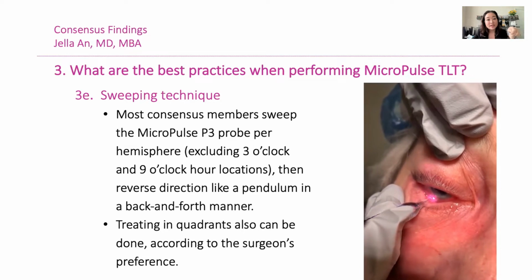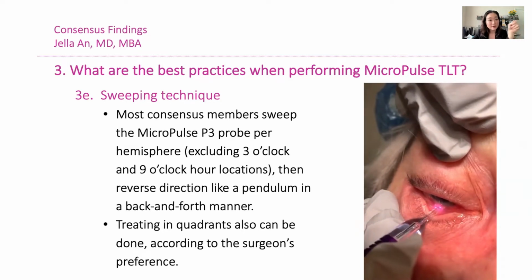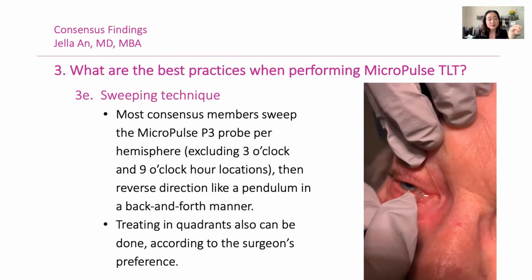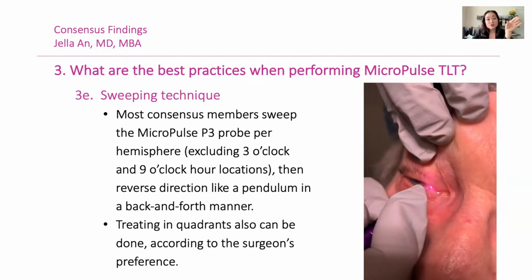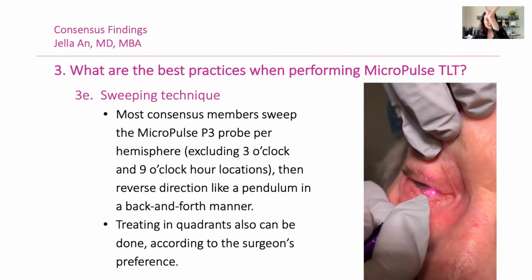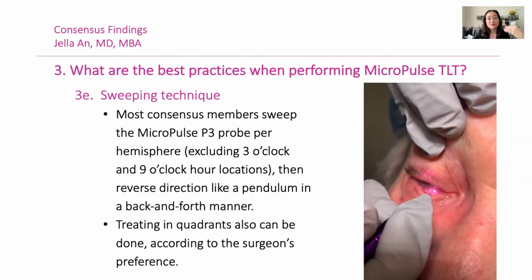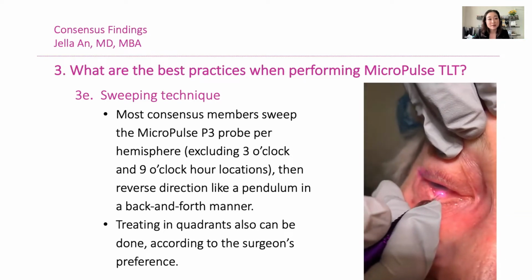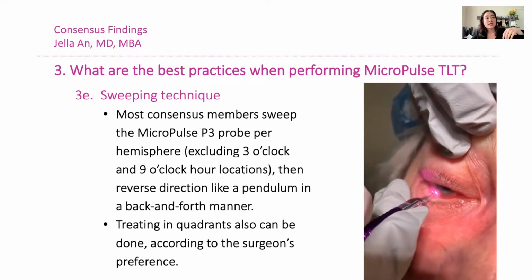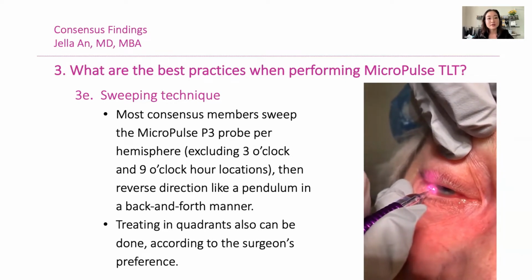In that case, you'll be spending 10 seconds per quadrant, going from nasal to inferior, for example, and then inferior to nasal, another 10 seconds, and then do that 4 times for the total 40 seconds, and then repeat that in the other 3 quadrants, again, for the total of 160 seconds per eye. And that is a recommended dosage treatment time from our consensus panel.